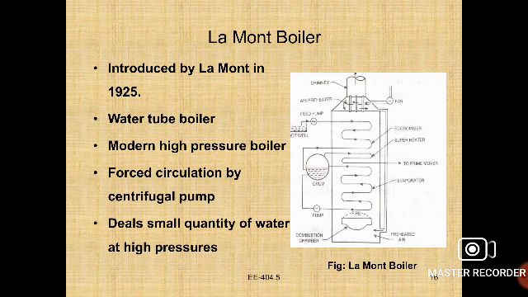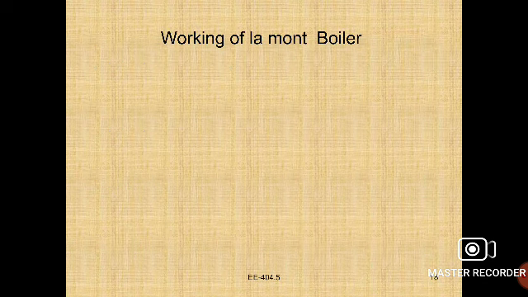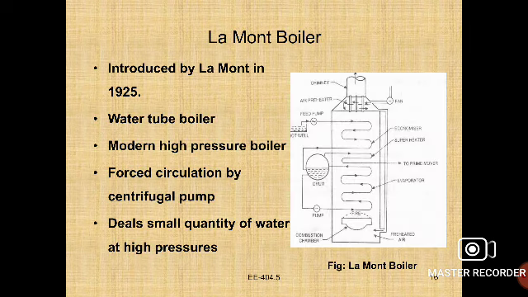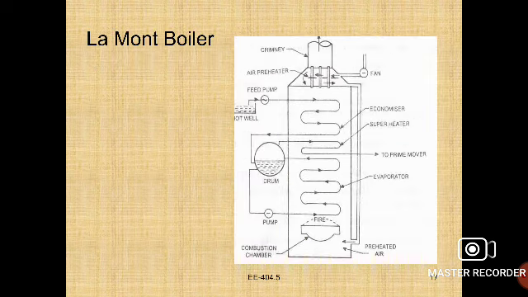The feed water is processed through the economizer to a steam storage and separating drum, from which it is drawn to the circulation pump. So the feed water is processed through the economizer. The water always flows with the help of the economizer.